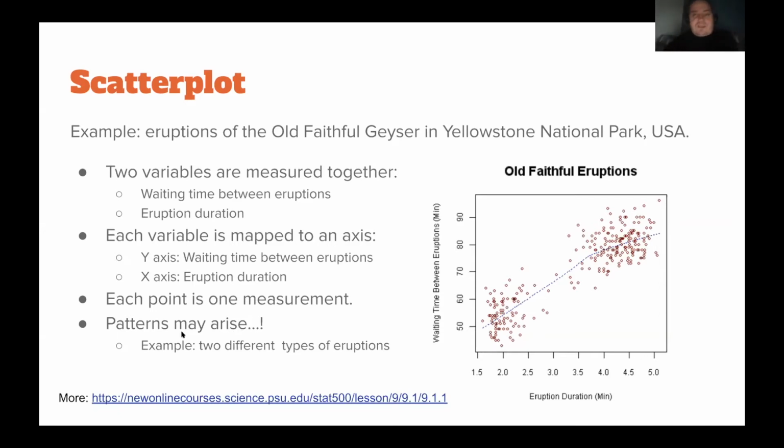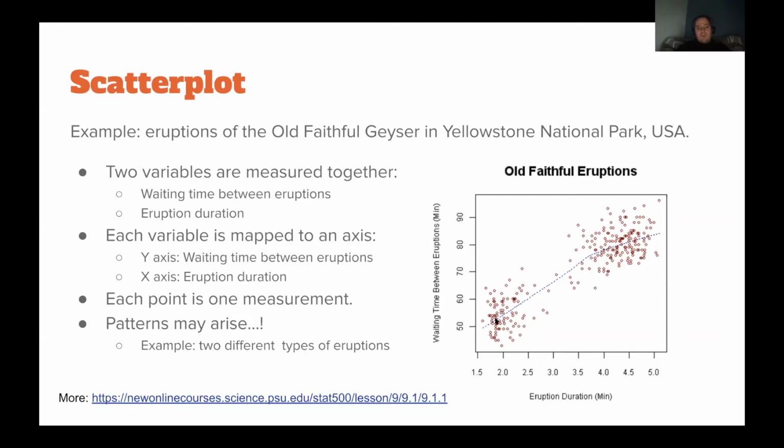And then patterns may arise when you plot this in a scatter plot like this, because then you can see, and that's very interesting, that in this case here, you can differentiate these eruptions into two different types. There are some eruptions here that are very quick, and these are usually the ones that happen faster between one eruption and the other. So let's say there's a pattern that if it doesn't take too long between one eruption and the other, then the eruption will be short. Kind of makes sense, right? Because let's say the water didn't accumulate as much or something like this.